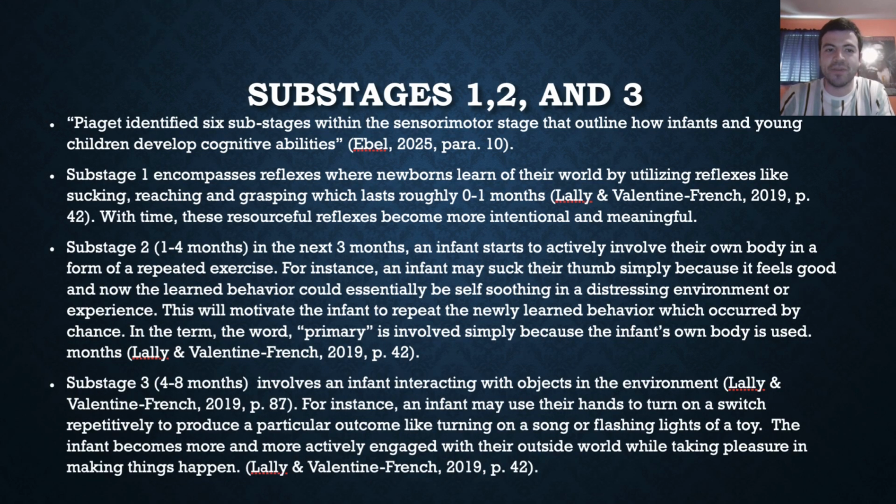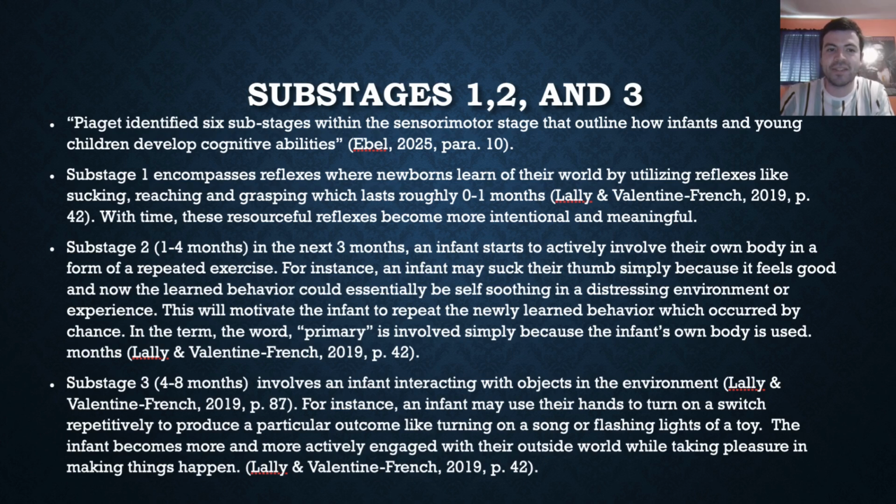Substages 1 and 2. Piaget identified the 6 substages within the sensorimotor stage that outline how infants and young children develop cognitive abilities. Substage number 1 encompasses reflexes, where newborns learn of their world by utilizing reflexes like sucking, reaching, and grabbing, which lasts roughly about 0 to 1 months. With time, these resourceful reflexes become more intentional and meaningful.